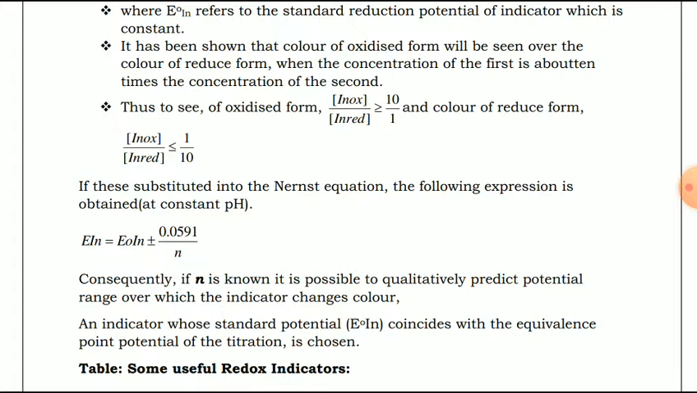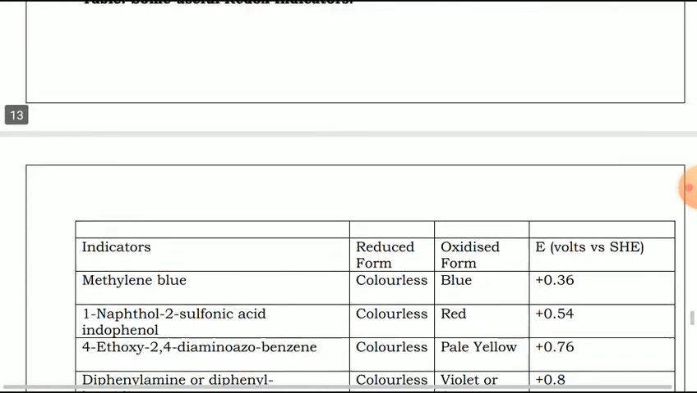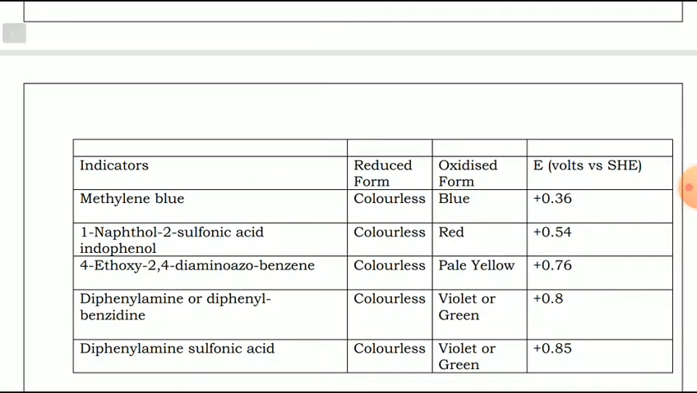Now we will see examples of these redox indicators. This is the table. I have taken 4 to 5 examples. The first indicator is methylene blue. In the reduced form it is colorless, but when oxidized, it shows blue color at the potential 0.36 volt.